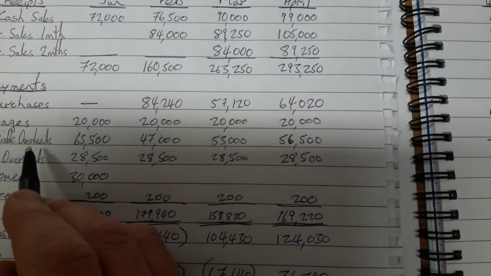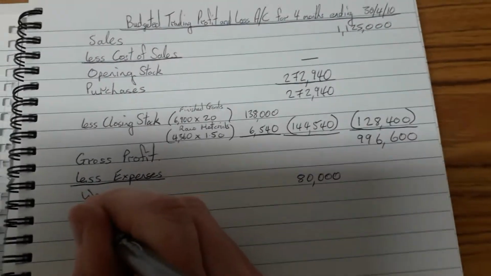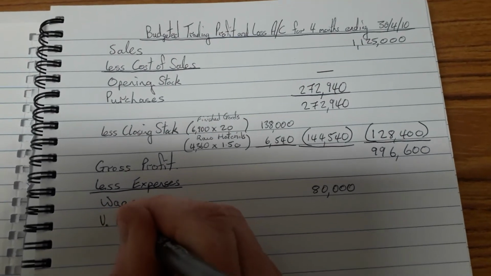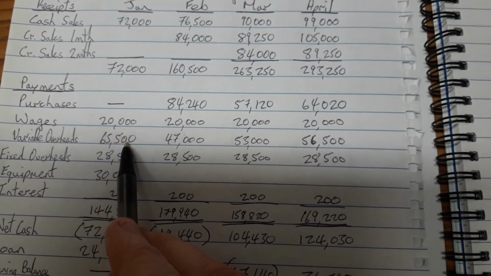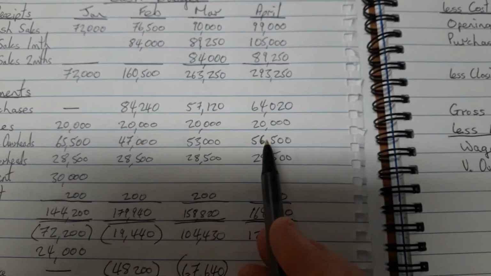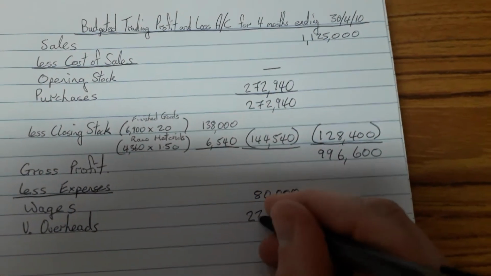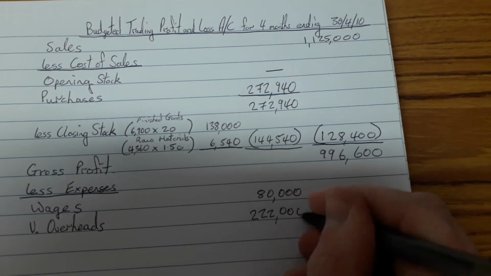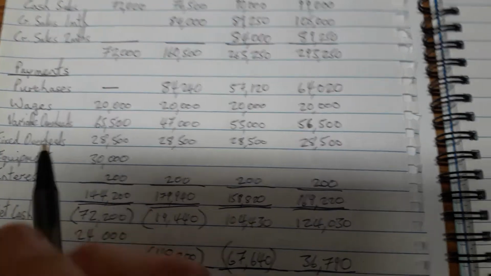Our next item after wages is variable overheads. I'm going to shorten it to V overheads. And again, for the 4 months, we just have to add up this figure plus this figure plus this figure plus this figure, and we have our 4 months variable overheads. That comes to 222,000.